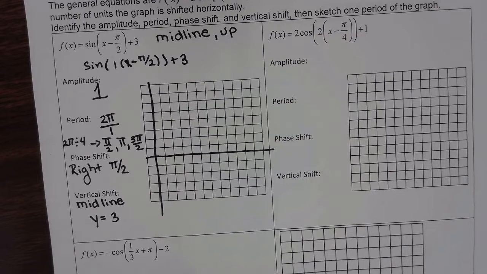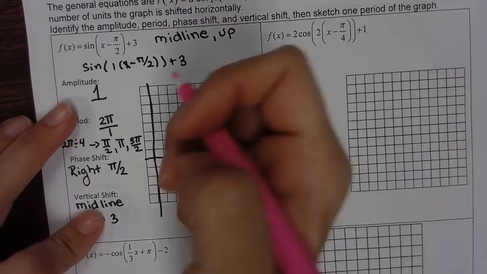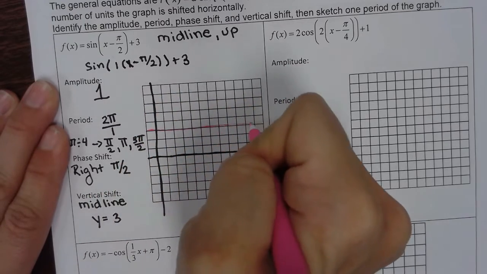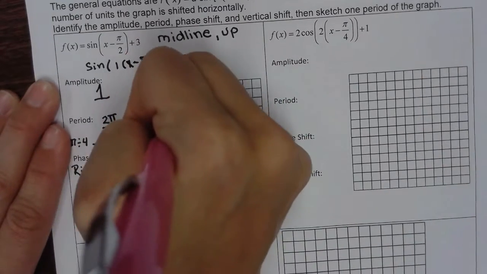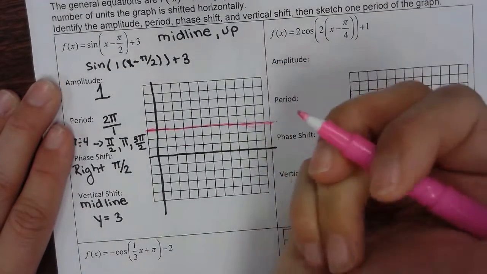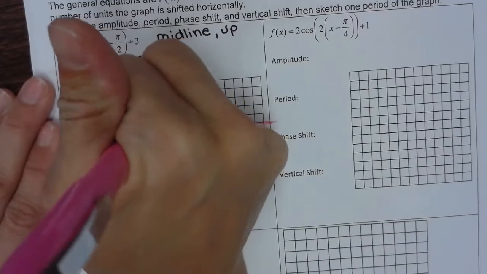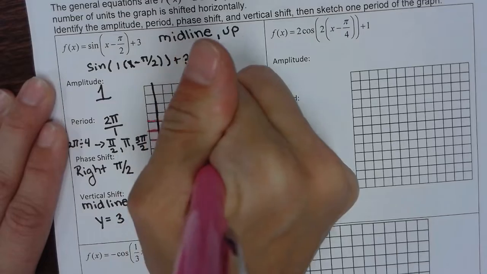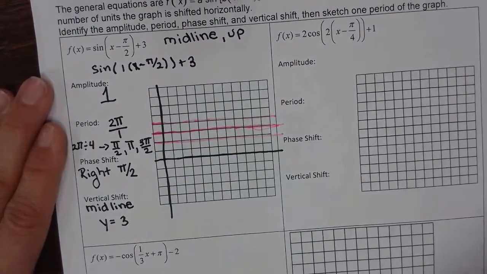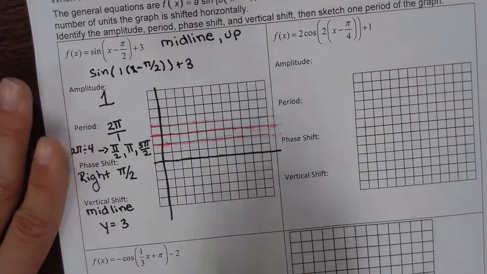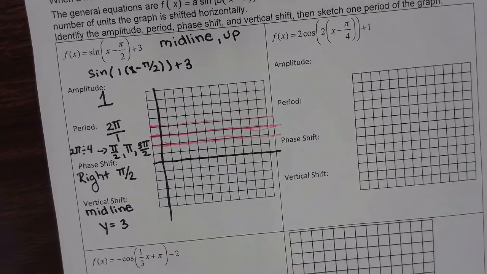Just like last section, I'm going to label the midline and the amplitude. So midline 1, 2, 3. Okay, let me darken that so you can see it. And then our amplitude is up 1, and then down 1 from that midline. Maybe I shouldn't use pink anymore, guys. Okay, I'll just finish this up.